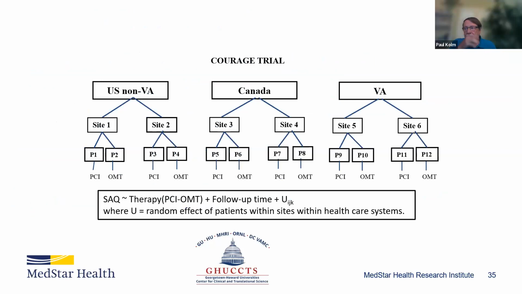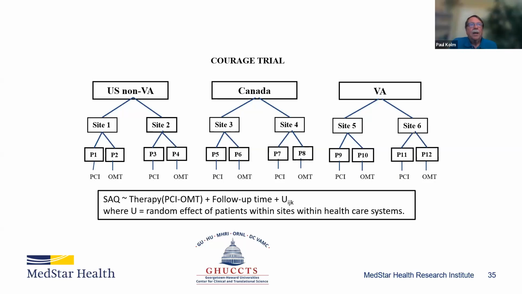So let me give an example here from our COURAGE trial that we did some years ago, where we have 3 different healthcare systems, US, Canada, and VA. And then within each healthcare system, there are different sites. Now, there aren't just 2 sites at each one, but within each site, patients are randomized to either PCI, percutaneous coronary intervention, or OMT, optimal medical therapy.